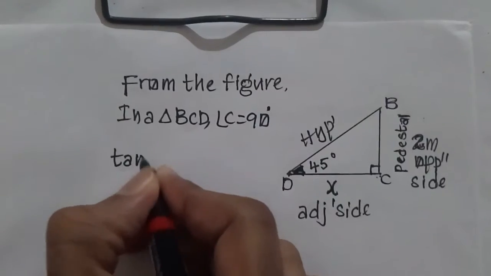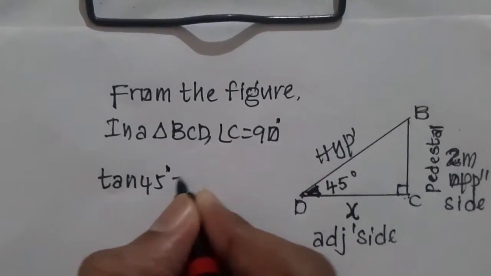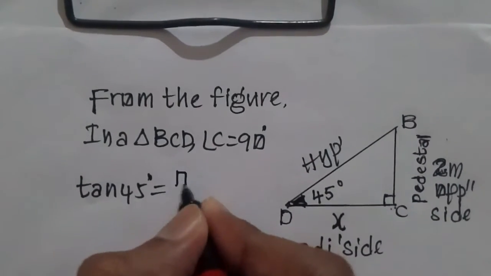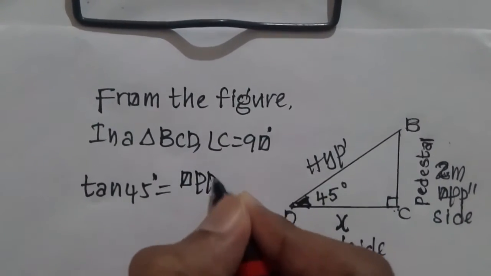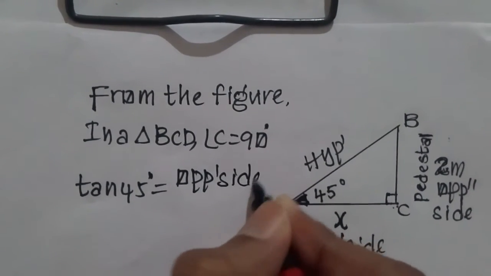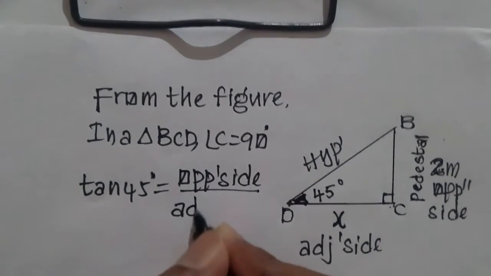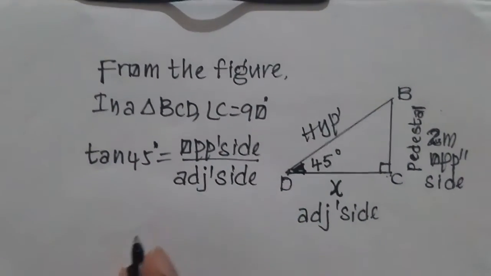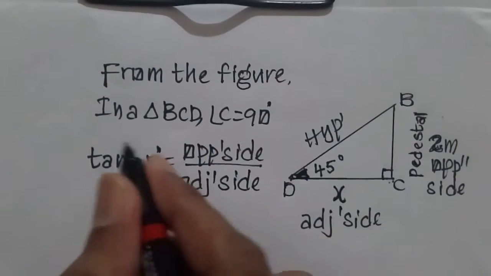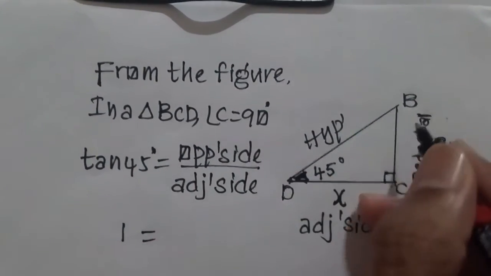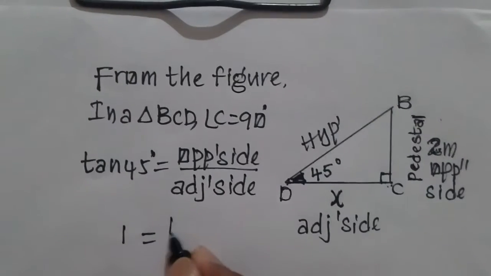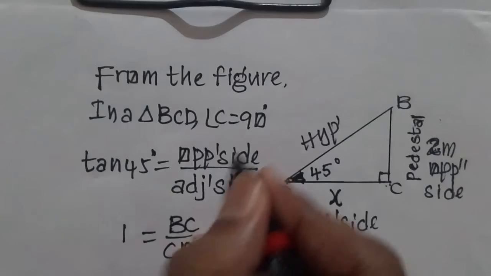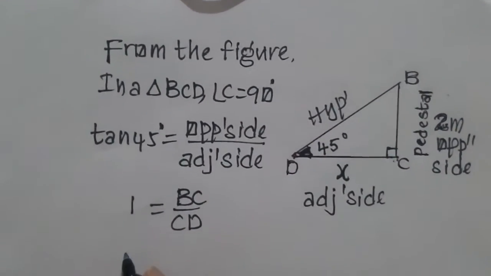Tan 45 degrees is equal to opposite side to theta by adjacent side to theta, where theta is equal to 45 degrees. Here tan 45 degrees is equal to 1. I am writing 1 in the place of tan 45. Opposite side is equal to BC and adjacent side is equal to CD.